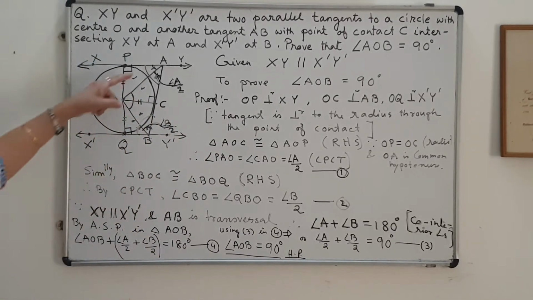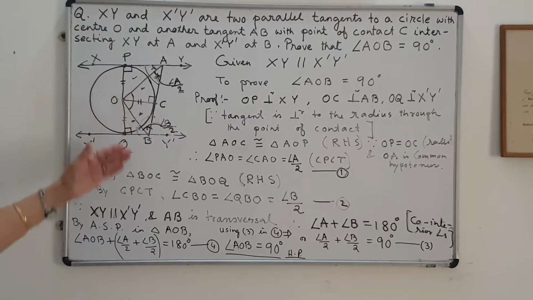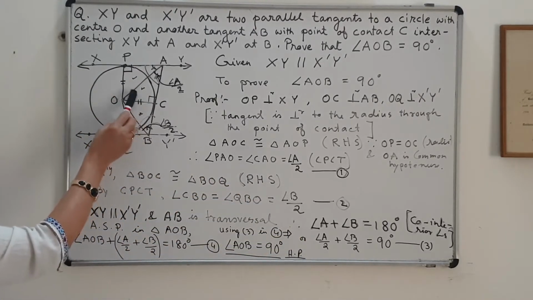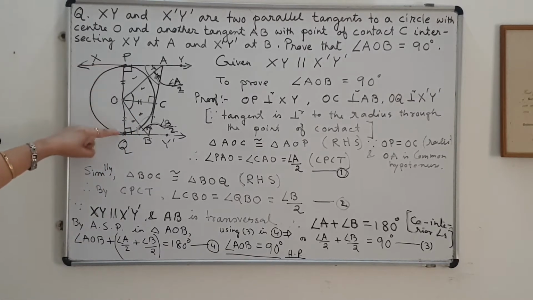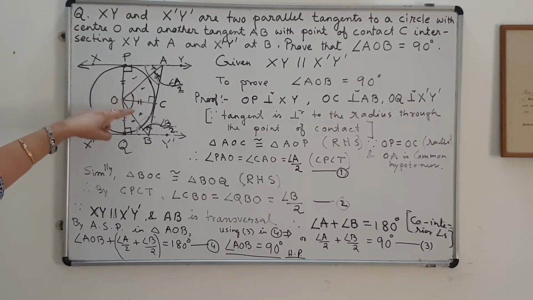Since I have considered these two angles to be equal by CPCT instead of these two, my work became simpler. Otherwise, if you take these two angles to be equal by CPCT, then first of all you have to prove that this is a line, and then if it is a line, this will be a straight angle of 180 degrees. In that case also you will be able to prove it.